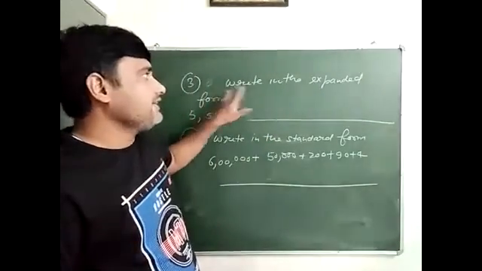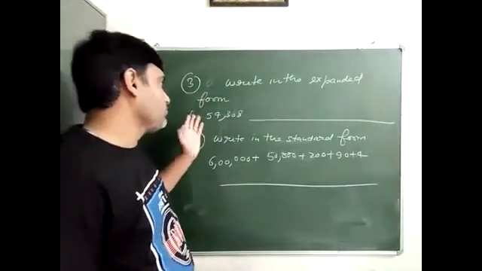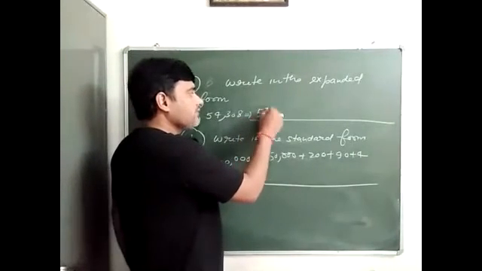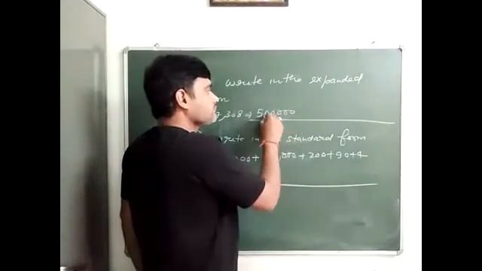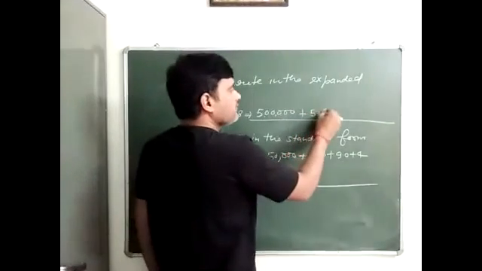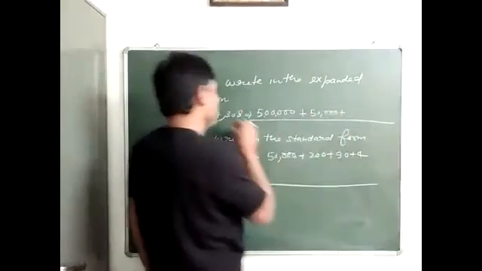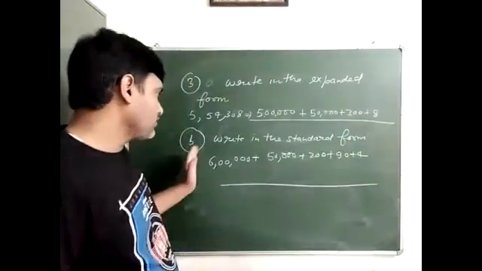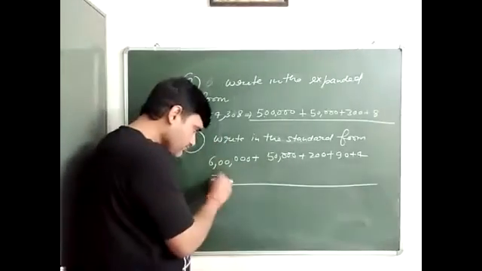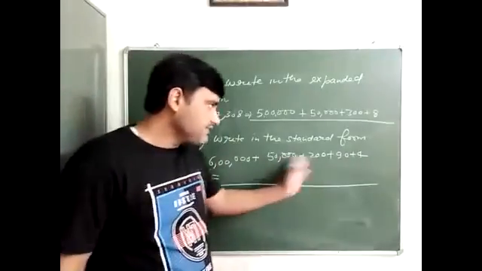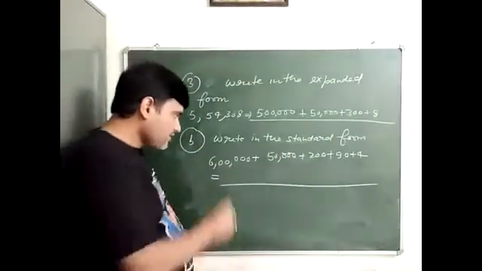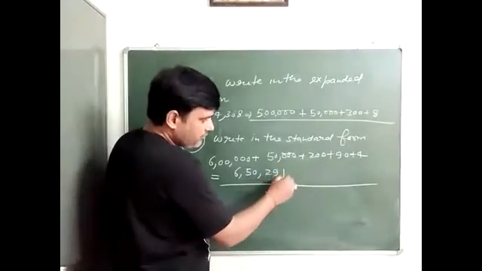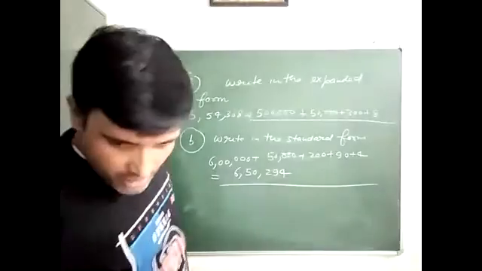Third, write in the expanded form. 5,54,300. First, we write in this way: 5 lakh plus 50,000 plus 300 plus 2. Okay. Now we write in standard form. Now we add these expanded forms: 6,50,290. Okay.